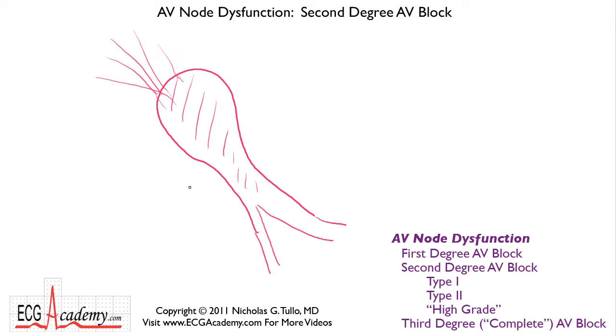We're going to go on with our discussion of AV node dysfunction, talking about second-degree AV block. So we covered first degree already. Now we're going to do second degree, and you can see that the classification is a little bit complicated and that there are different types of second-degree AV block. There's type 1, type 2, and there's actually high grade, which a lot of people don't think about.